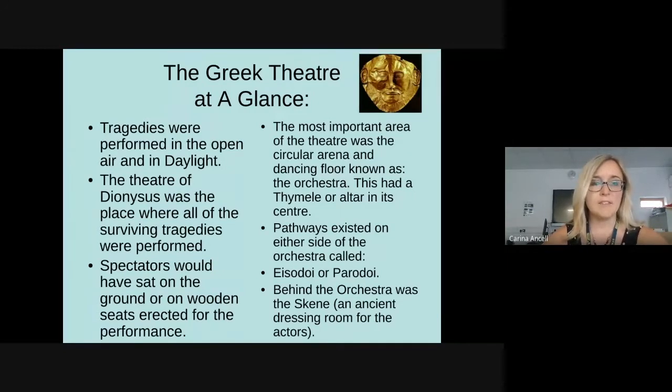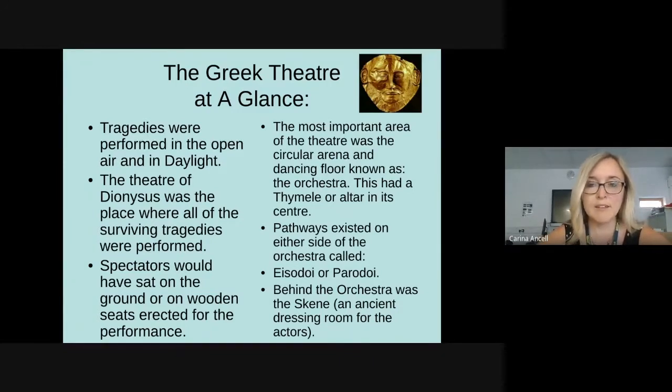tragedies and indeed comedies were often performed in the open air and in daylight. And the theatre of Dionysus in Greece was the place where all of the surviving tragedies were actually performed. So in most cases, spectators at the theatre would have sat on the ground or there would have been wooden seats that were put up for the performance.